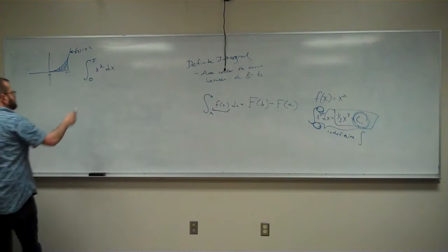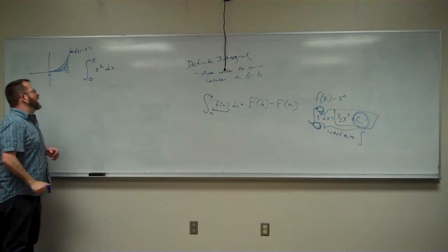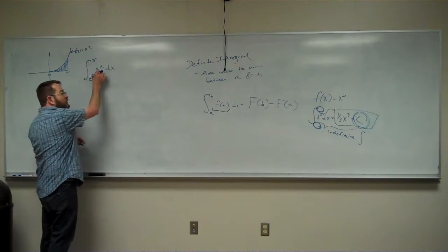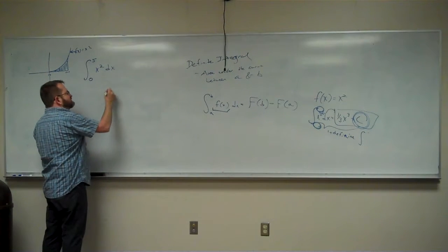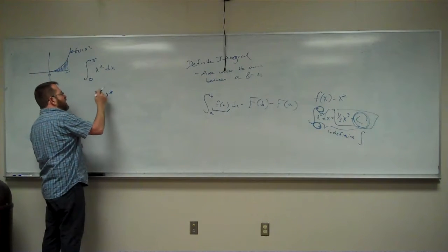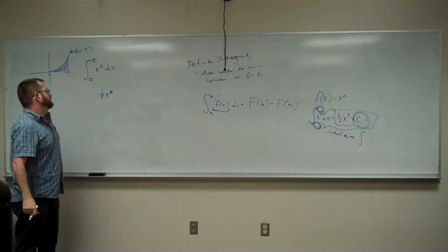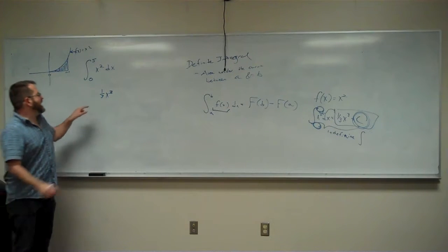All we do is compute the antiderivative of x squared. Remember how we do it? If it's a power rule, all we do is increase the exponent by 1, and out in front we have a coefficient that is 1 over that new exponent. So here's our antiderivative of that.